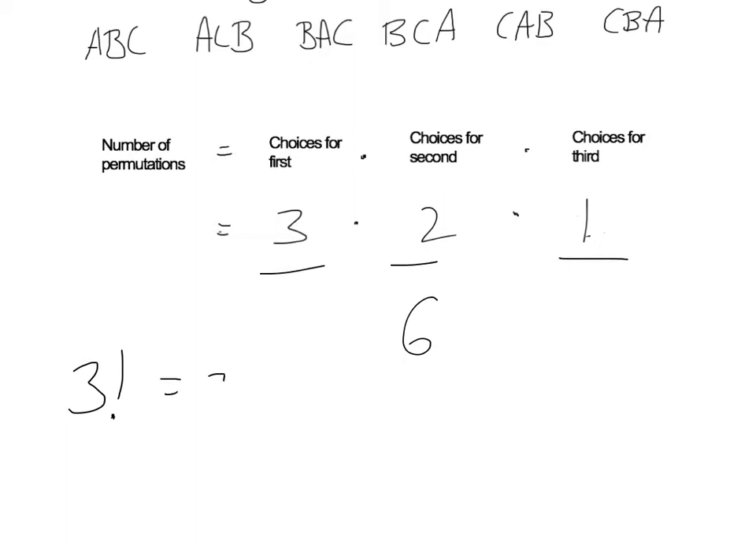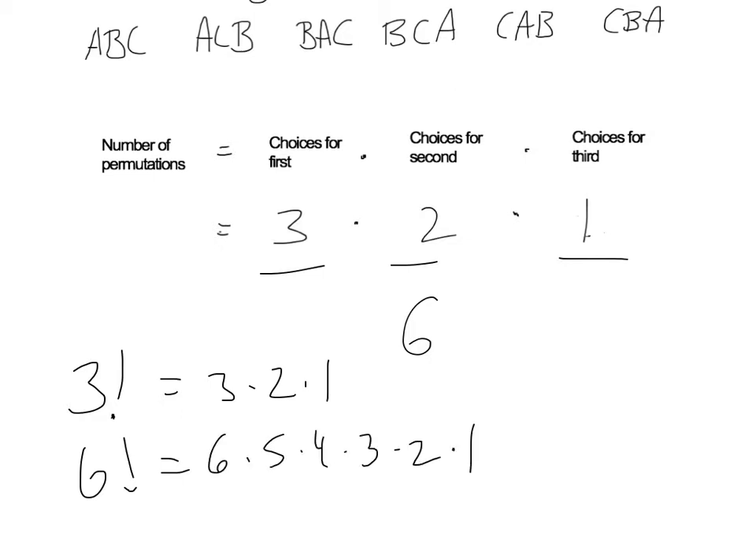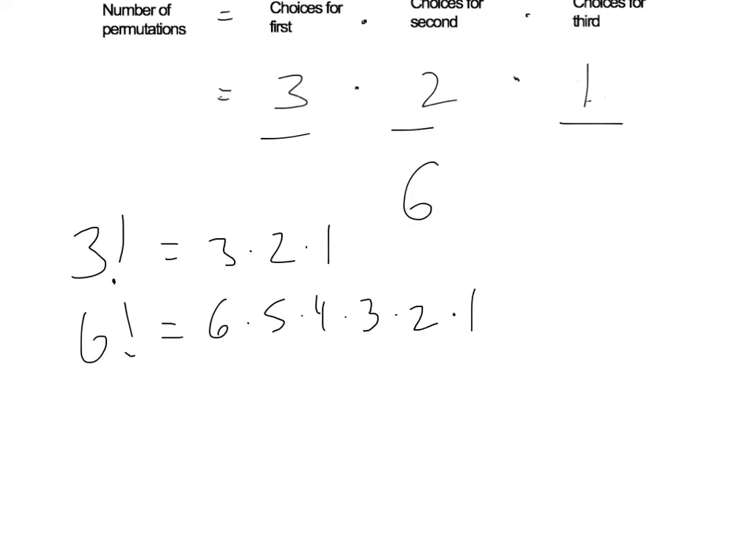Okay, 3 times 2 times 1 is called 3 factorial. So what does that mean? It means 3 times 2 times 1. So real quick, just in your head, what do you think 6 factorial means? Well, hopefully you said 6 times 5 times 4 times 3 times 2 times 1. All right, 7 factorial: 7, 6, 5, 4, 3, 2, down to 1.